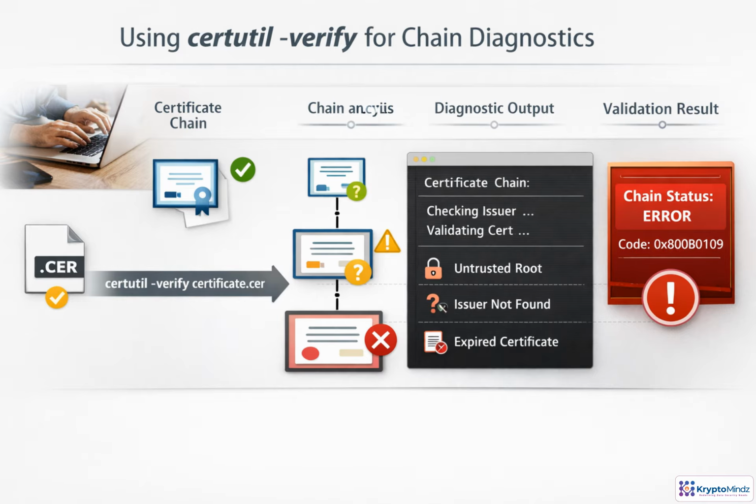For deeper troubleshooting, export the certificate to a .cer file. Then run certutil -verify webserver.cer. Windows will build the chain, check each issuer, and report whether the chain ends in a trusted root. Focus on the final status and error codes, not every verbose line. Messages like untrusted root, issuer not found, expired certificate, or invalid usage usually point directly to the configuration issue you need to fix.